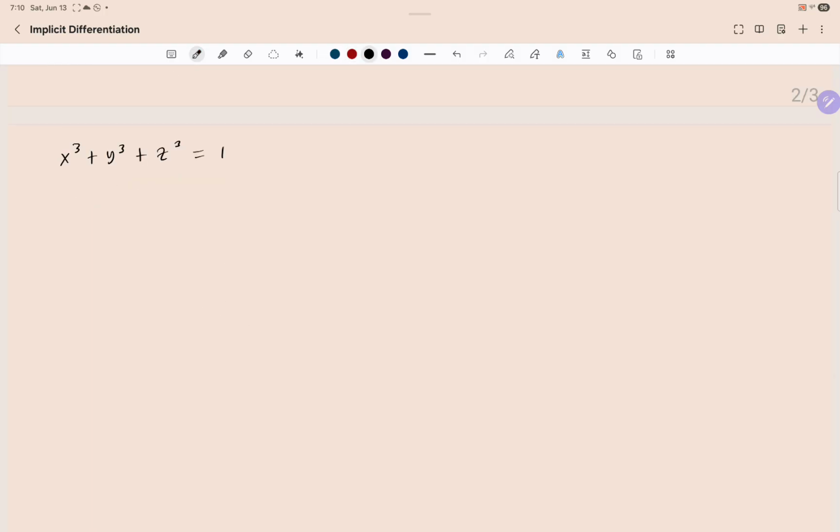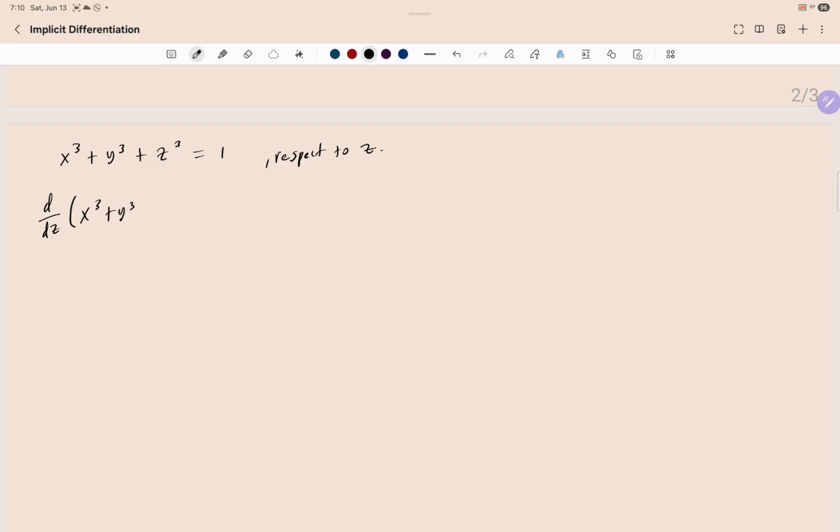Now, what if I have 3 variables? What if I have x, y, and z? So how do I go about this? For one, we have to choose with what variable we are differentiating with respect to. So here I'm going to say with respect to z. So when I take the derivative, I'm going to write d over dz. So now I get x.